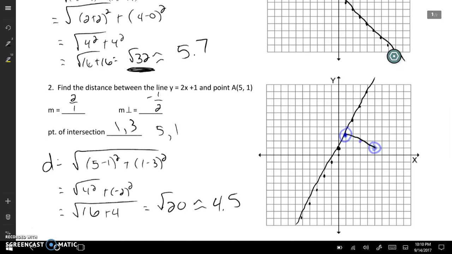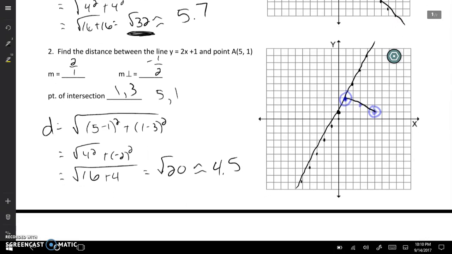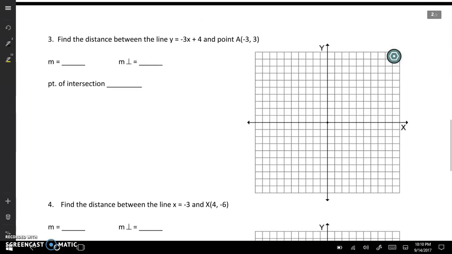Okay, so now I want you to go to the back. I want you to try that one. So hit pause, and once you hit pause, go ahead and try it. See if you got it right. All right, let's see if we got this one right now.